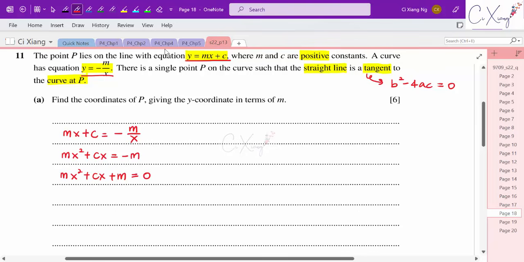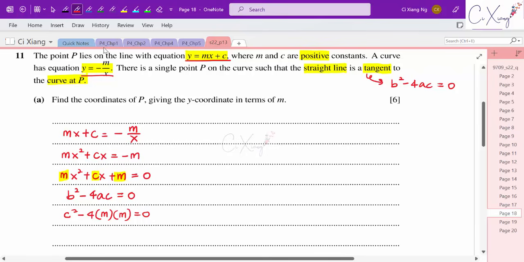So you can see very clearly that this is a quadratic form equation. And since they are saying that the straight line is a tangent to the curve, and we are having a quadratic equation now, we can use b squared minus 4ac equals 0. And what is my b? It is actually the c here, the coefficient of the x. So it is c squared minus 4. What is the a? A will be the m. And then c, what's the value for c, which is also the m, the constant term. It is equal to 0.